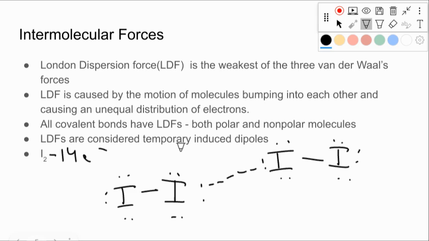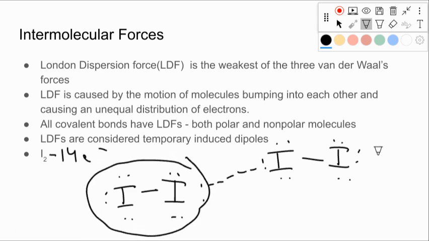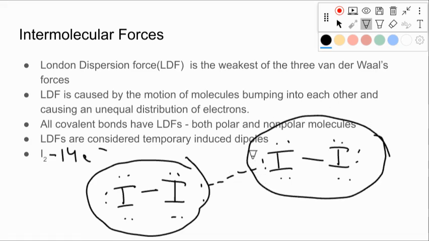So when you have this dashed line, and like I said, you could have something showing this is its electron field, this is its electron field. If they bumped into each other, the electrons would shift around. And that's what it means by being induced, is that it's being forced on it whenever they just naturally bump into each other. If these were gases, they'd be moving all over the place and just bump into each other naturally. So LDFs exist in both polar and nonpolar, but this is an example of a nonpolar bond. Nonpolar are going to only have LDFs.